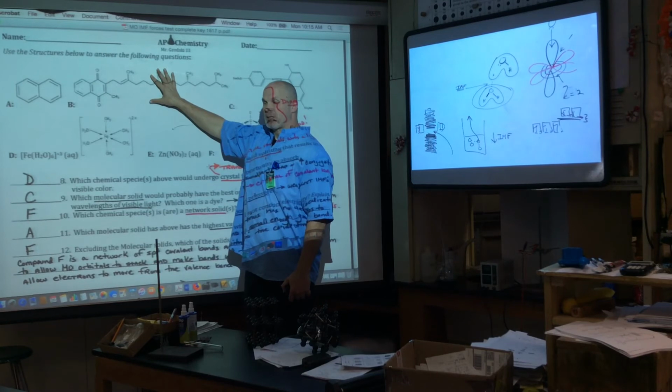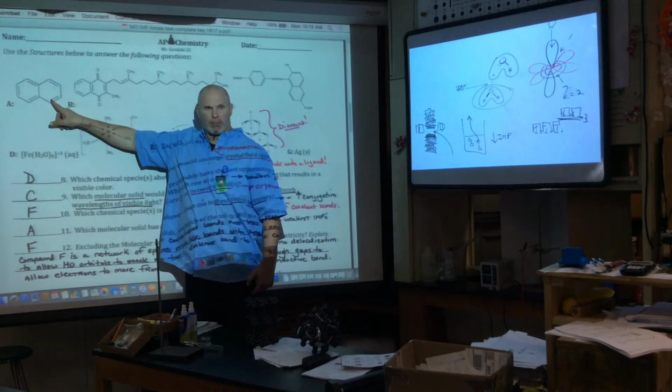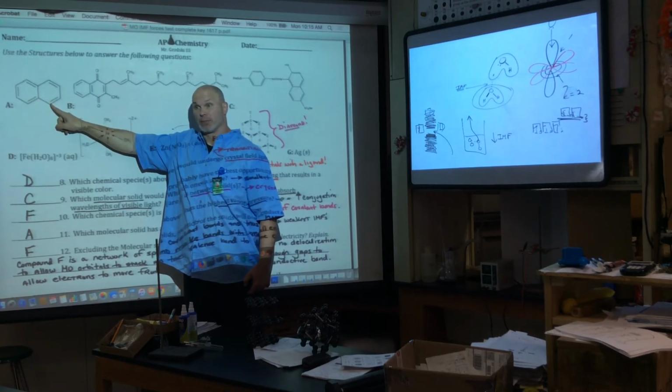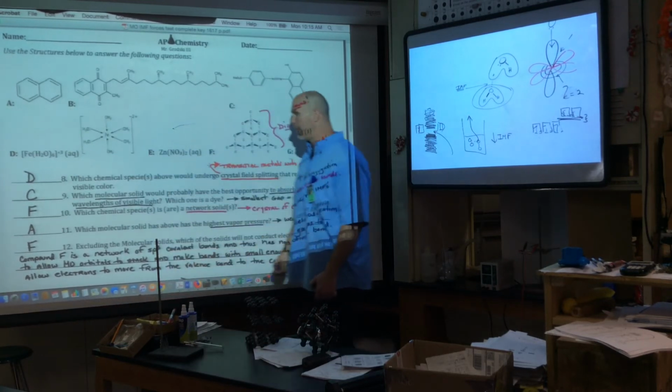This one would be the second, and if you notice, this one is all nonpolar, only LDFs. And by the way, it has the lowest number of electrons, so it's probably the least polarizable. So that's your answer. Okay?